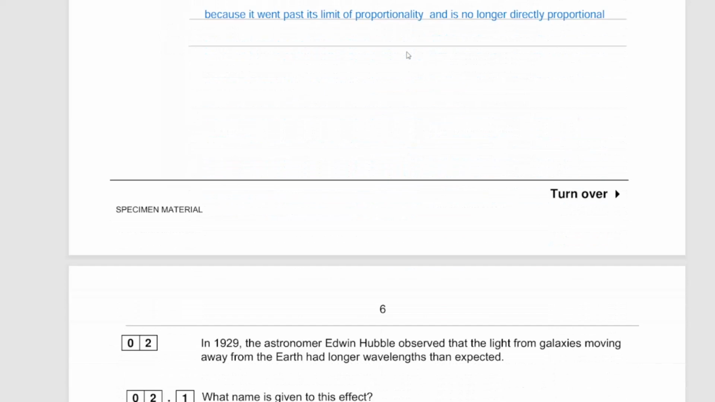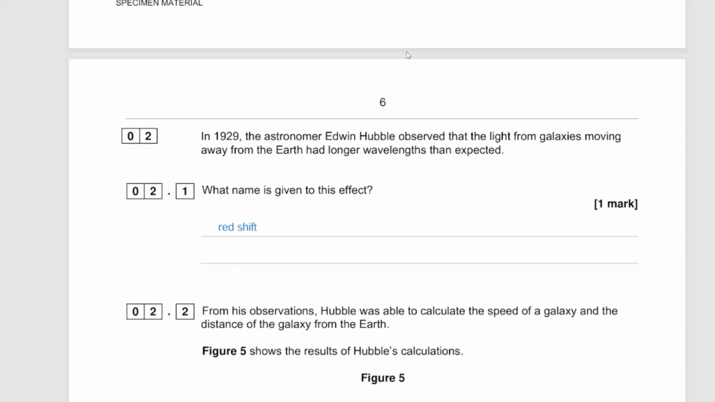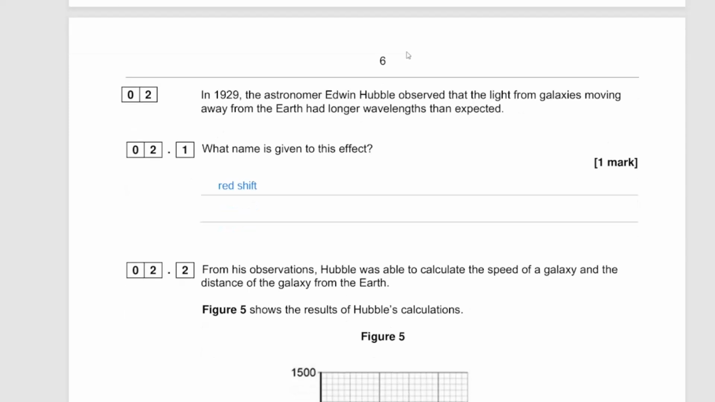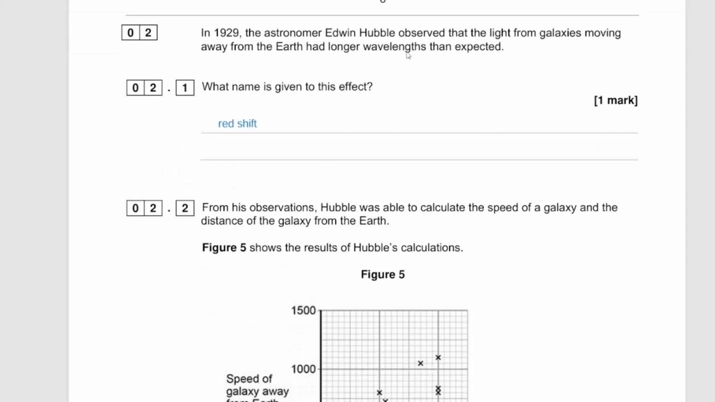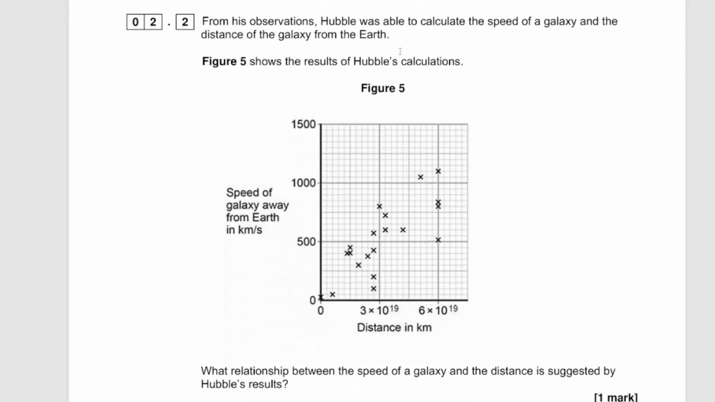And then we're given some preamble about Edwin Hubble, and we're asked to name the effect that causes galaxies moving away from Earth to have longer wavelengths, and the name of this effect is redshift, with that just being something you need to remember. And then for 2.2, from his observations, Hubble was able to calculate the speed of a galaxy and the distance of the galaxy away from the Earth. And we're given figure 5 showing the results of his calculations. And we're asked what relationship is suggested by Hubble's results.